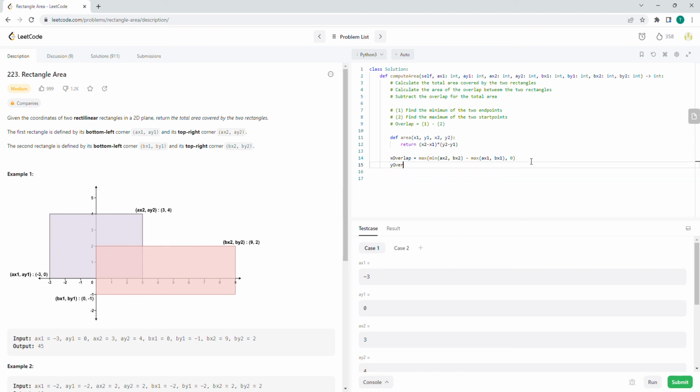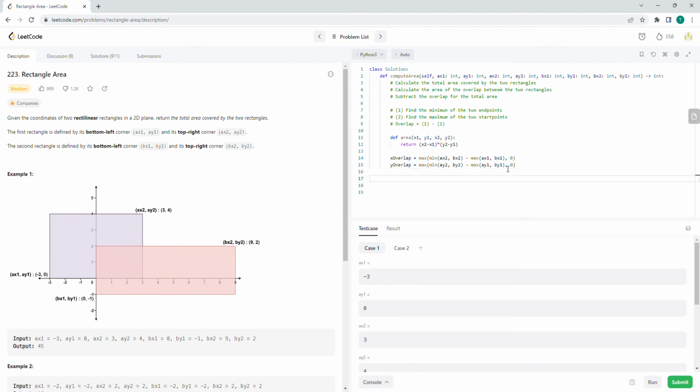Next thing we're going to do is do a very similar thing. Now we find the y overlap. And it's going to be the maximum between the minimum of AY2 and BY2 minus the maximum between AY1 and BY1. That should be a 1 as well. That should be a comma. And then take an edge case of 0 as well if there's no overlap.